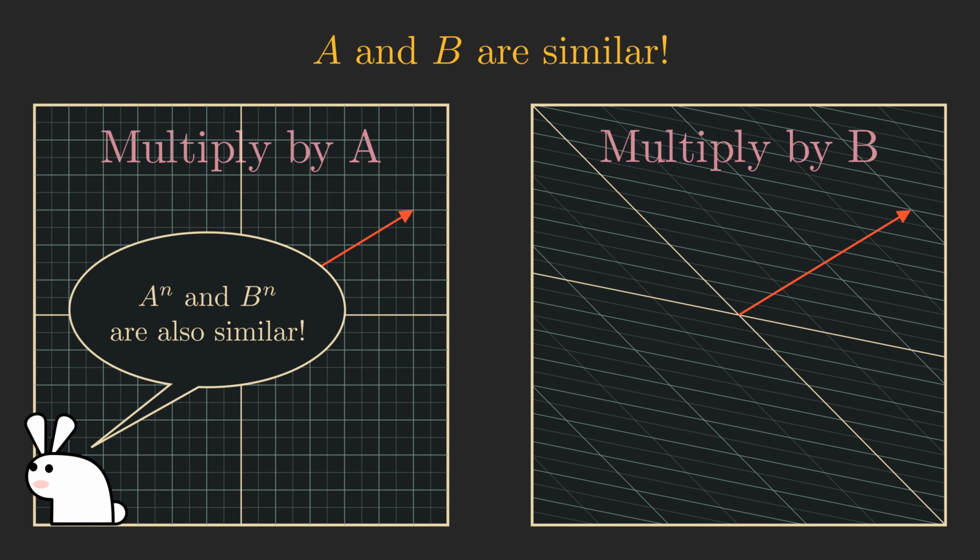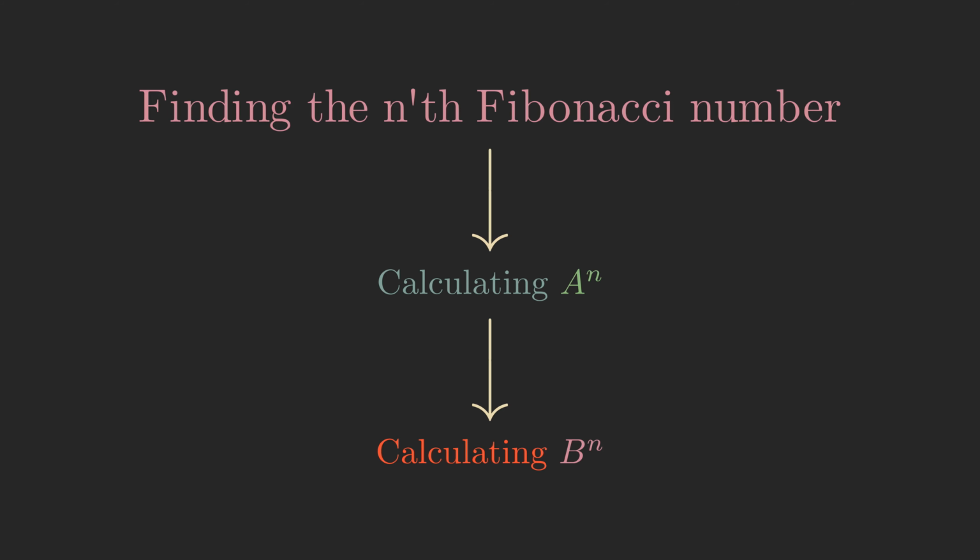And this is great, because if B were a simpler matrix than A, one where calculating B to the n is straightforward, we could utilize this to find A to the n. For example, if B happened to be a diagonal matrix, then raising it to the n is as elementary as raising its individual components to the n.